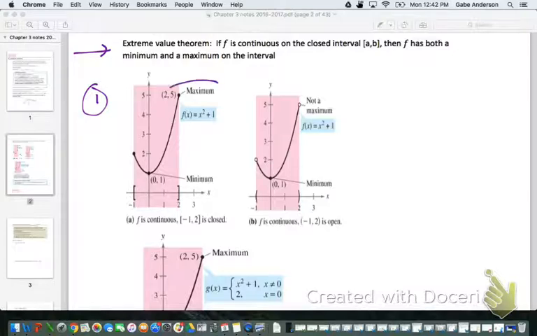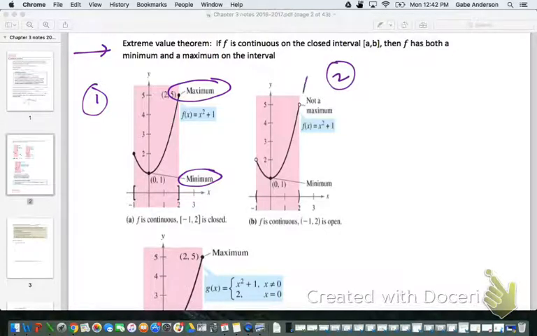And you can see right up here, we have a maximum there at (2, 5). It's the endpoint, and we have a minimum right here at (0, 1). That, of course, is a critical number. You can see that's where we'd have a horizontal tangent line, and so that would be our minimum. But because this function is continuous on a closed interval, it will have a minimum and a maximum.